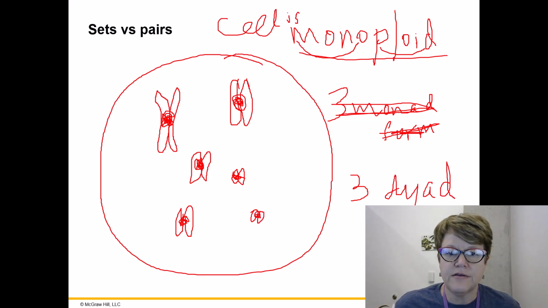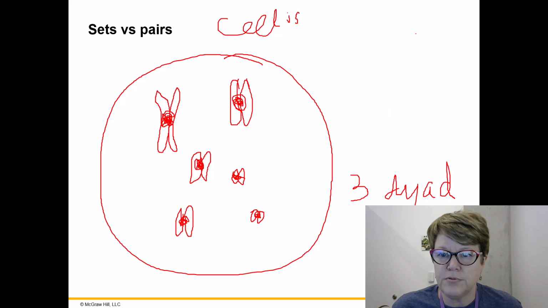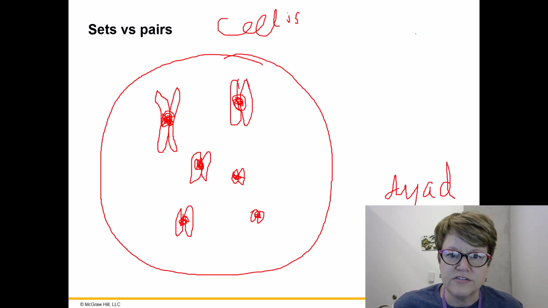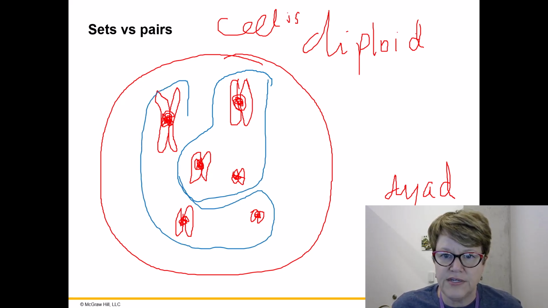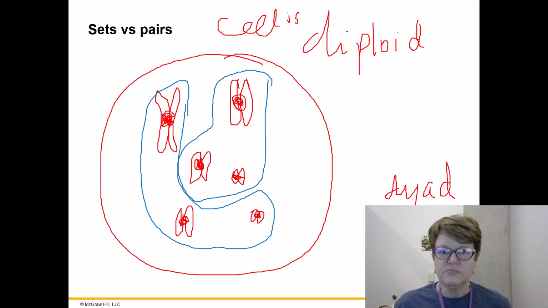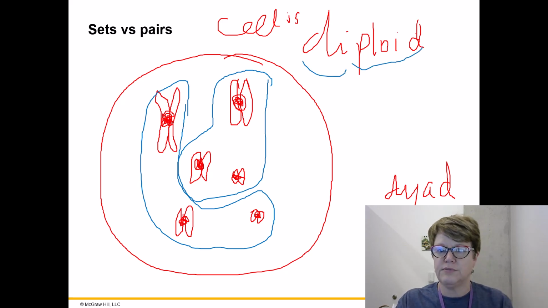Now this cell is diploid because it has two sets. This cell contains two sets. One set is like the one I drew before. So let me circle, in a different color, anything that makes up one set. This would be one set, and this would be the other set. So any combination of large, medium, and small is a set. So this cell has two sets of chromosomes, one large, one medium, one small.